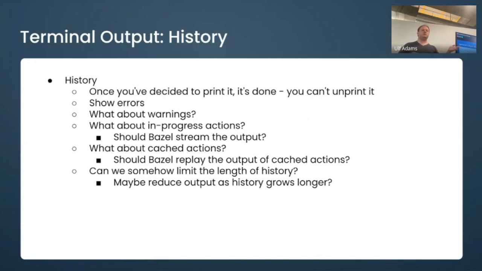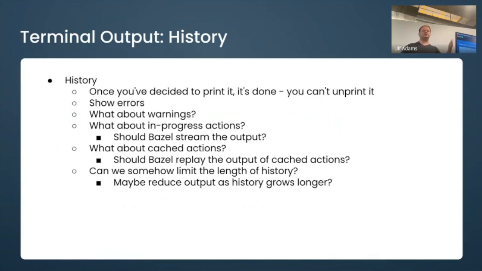And what do we want to show here? Well, we certainly want to show errors, but what about warnings? What about in-progress actions? Should they print something into history? Should we stream the output from actions as they're running? Some actions are very quick. Some actions take very long, especially tests. What should happen with the output?